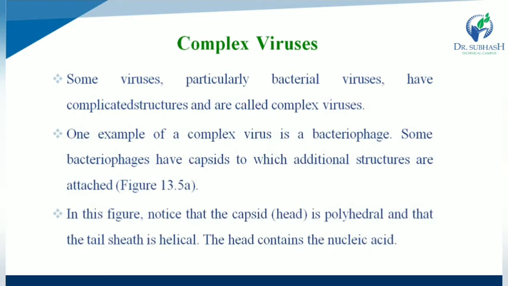Next is the complex virus. Some viruses, particularly bacterial viruses, have complicated structures and are called complex viruses. So what is a complex virus? Any virus that has a complicated structure is called a complex virus. One example of a complex virus is the bacteriophage.